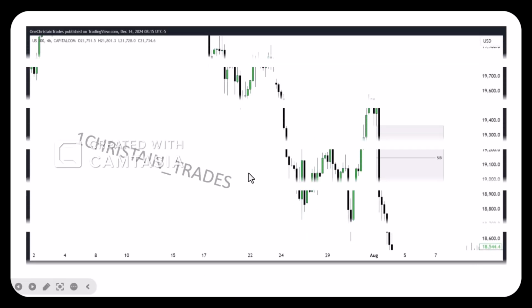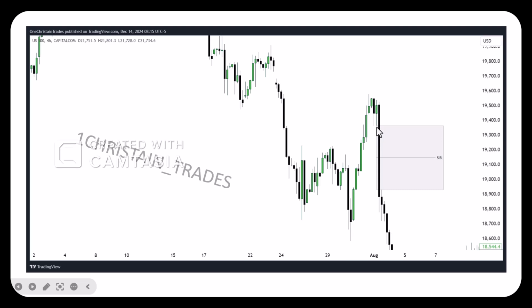So let's continue. Let's look at this example here. Look at this huge BC right here. When it was dropping down, what do we have? We have this market create this huge imbalance here.